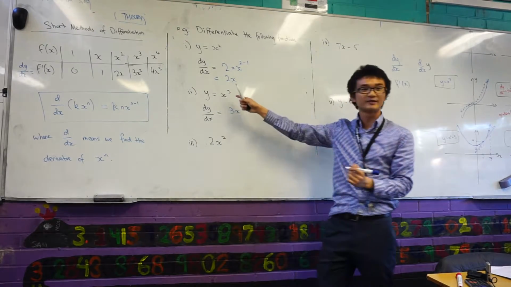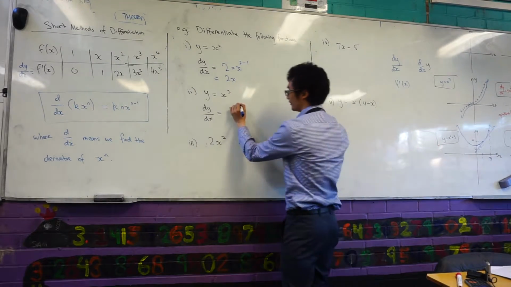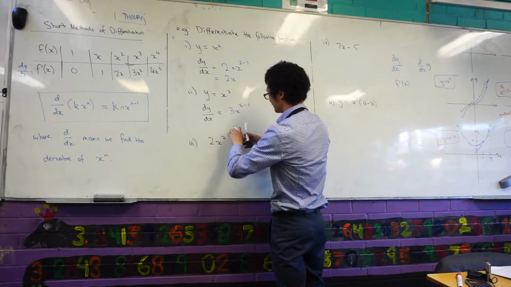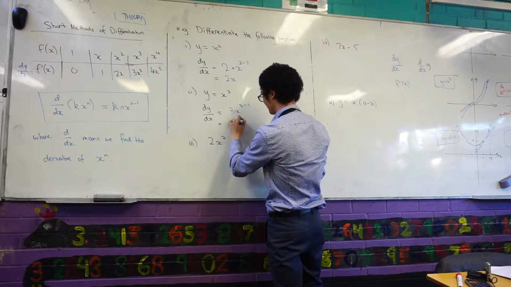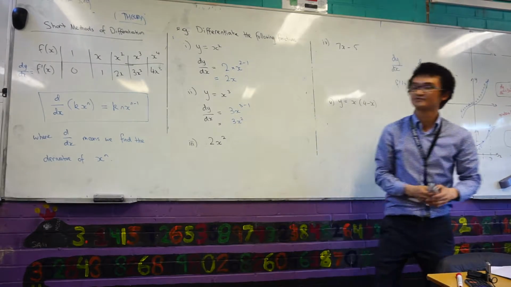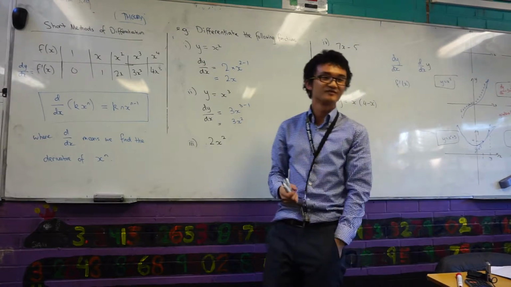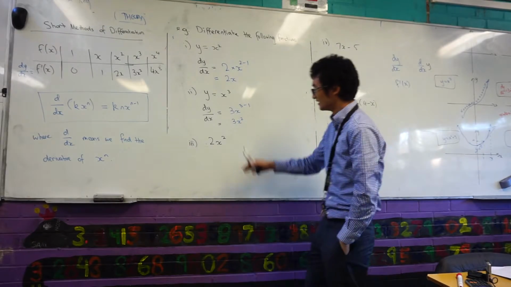And then I subtract the power by 1. So I've got 3 minus 1. Only 1 every time? Yeah. So 3x to the power of 2. That's it. Why only 1? Because look at the table. Look at the table! Oh, what the hey. Let's keep going.